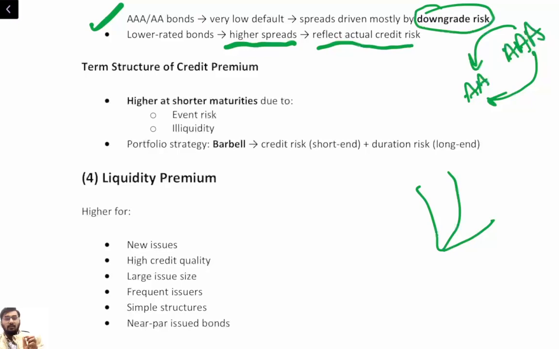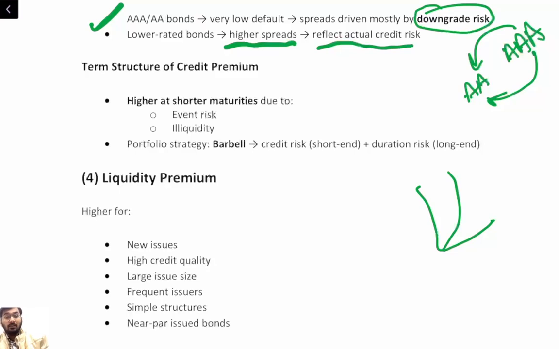See, there is one more point, must write it down. Credit premium is not higher for longer maturity. For longer maturity, you are getting the term premium, but not the credit premium. Credit premium is highest for the short term maturities. Why? Because there are two reasons. What are those two reasons that the credit premium is high for the short term maturity?